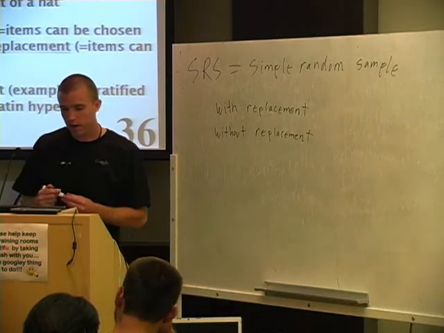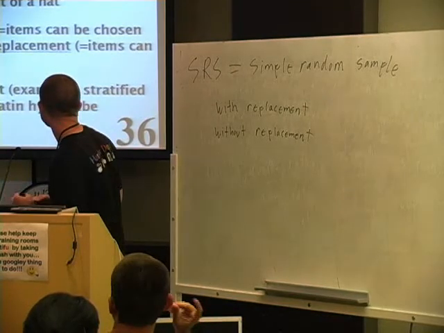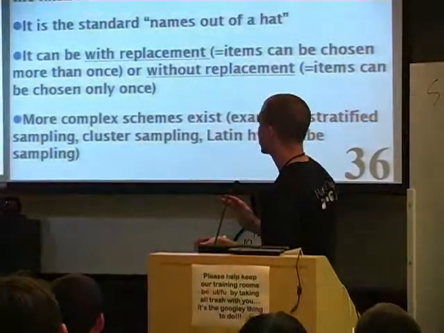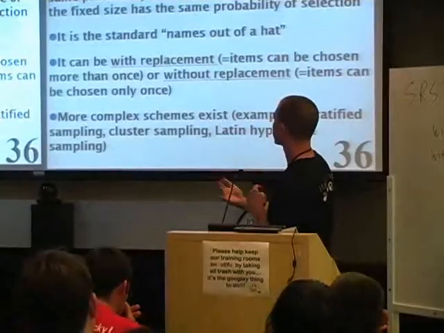And then, of course, the more complex schemes, the book talks a little bit about stratified sampling. There's also cluster sampling, Latin hypercube sampling. There's a lot of different sampling techniques that sort of preserve the fairness, but also sort of increase the uniformity, which decreases the variance.